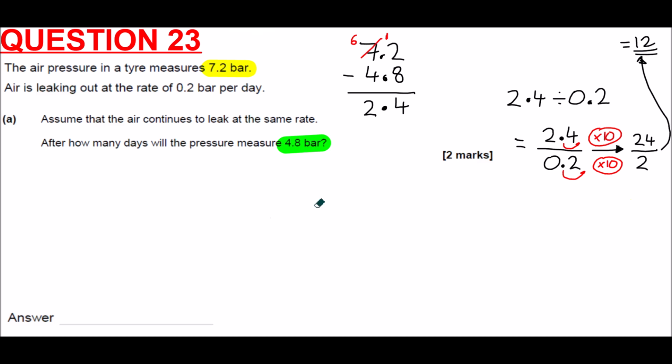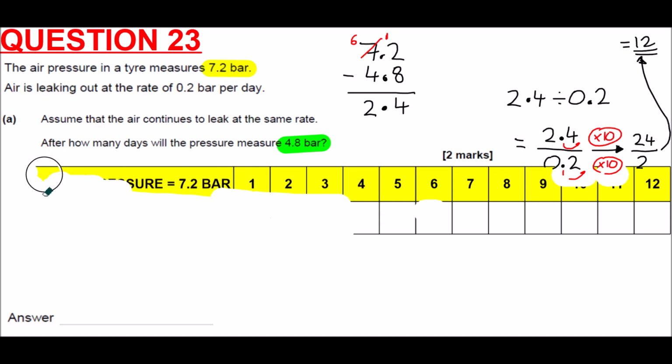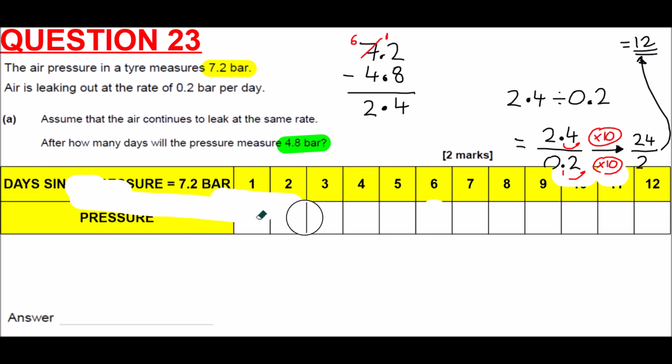If, however, that method isn't for you, we can do this way here. Just making sure I've not overlapped too much. It seems like I have, but never mind. We've got a table of values here, which we can work out. I'm just speaking about it in terms of one day after the other, and so, day since the pressure was 7.2 bar, then just working out when the pressure gets to 4.8. So over here that was 10, that was 11, that was 12. So after one day, we're just going to knock off 0.2 a day.